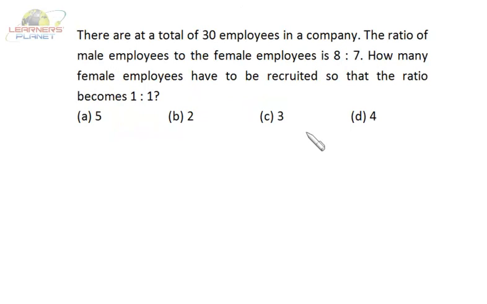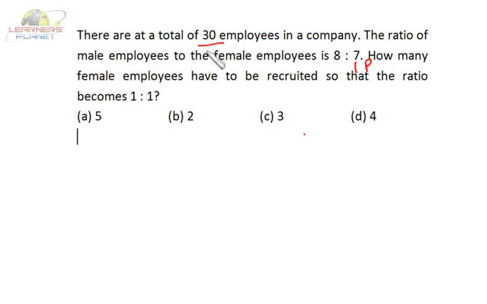Now let's see this problem. There are a total of 30 employees in a company. The ratio of male employees to female employees is 8:7. How many female employees have to be recruited so that the ratio becomes 1:1? As of now, the ratio is 8:7. I want it to be 8:8. That means I wish to add one part over here.